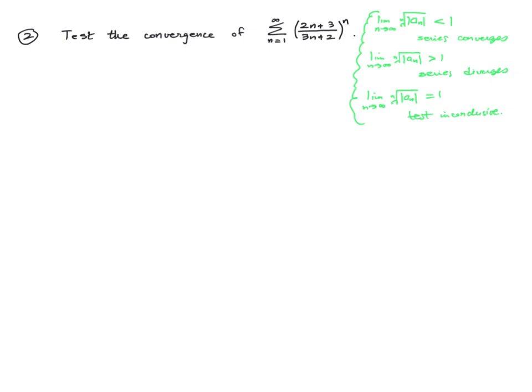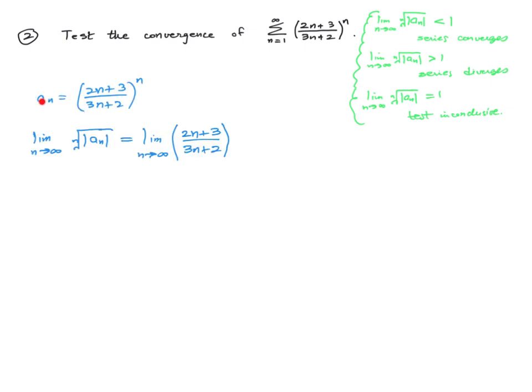So a quick reminder about the root test. You do the limit as n approaches infinity of the nth root of the absolute value of a_n, of course being the term in the series. If that limit is less than 1, then the series converges. If that limit is greater than 1, then the series diverges. And if that limit is equal to 1, then the test is inconclusive and you have to try something else.